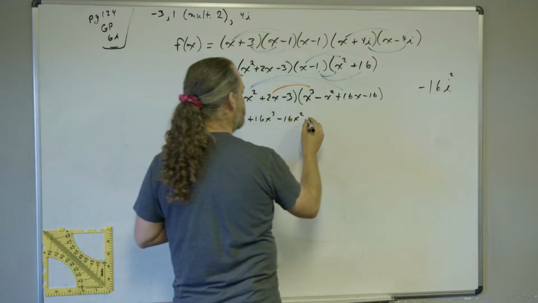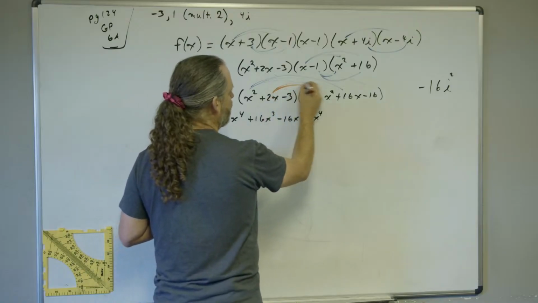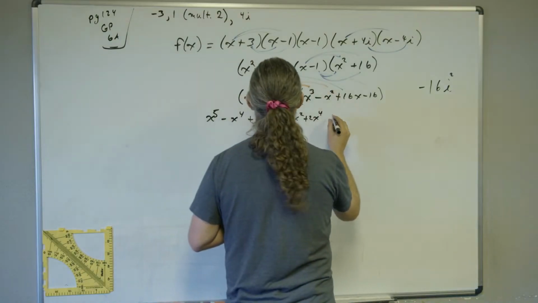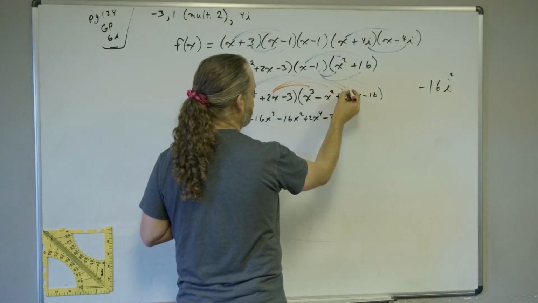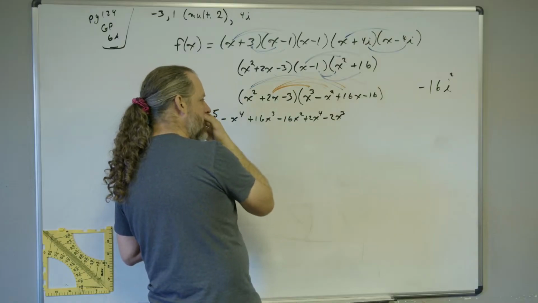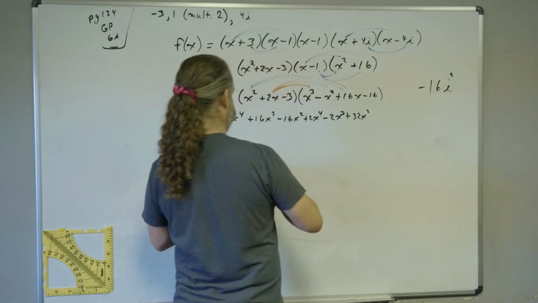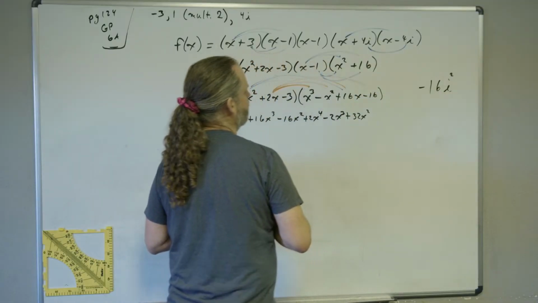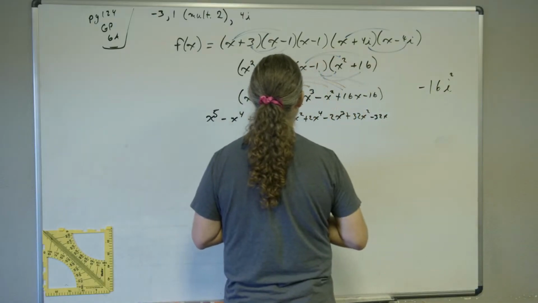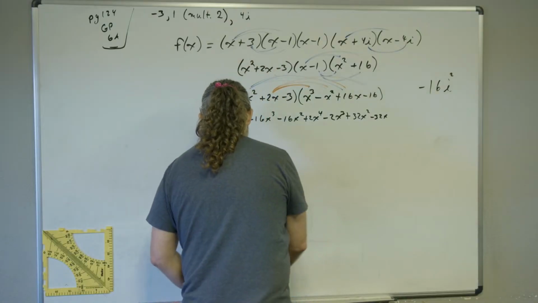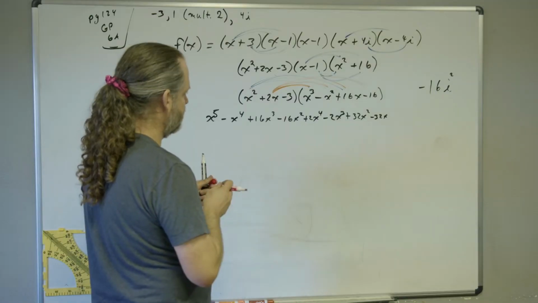2x times x cubed, plus 2x to the fourth. 2x times that is negative 2x cubed. Plus 32x squared. Plus 16. Minus, no, wait, minus 32x. 16 minus 32x. We're going to get to my terms. Maybe because we have big numbers.